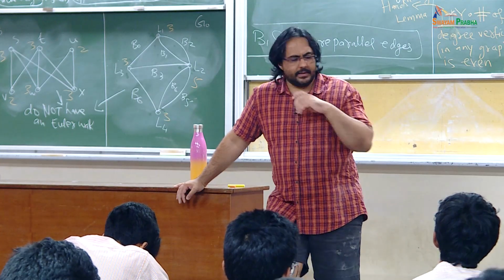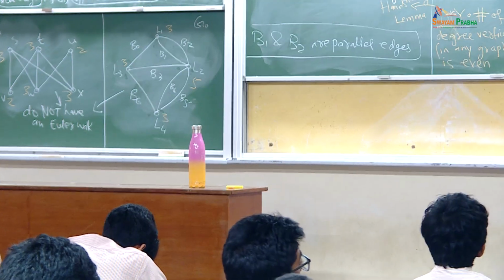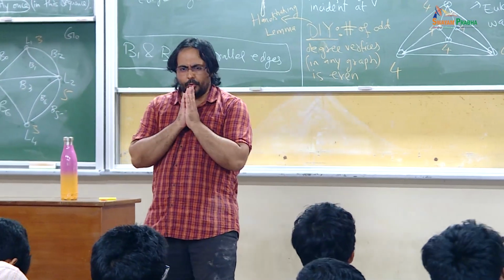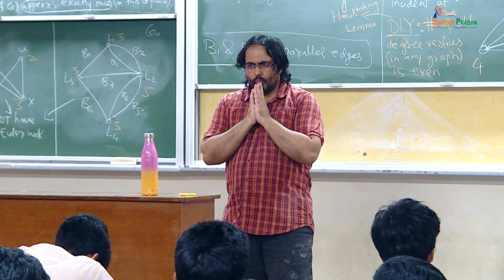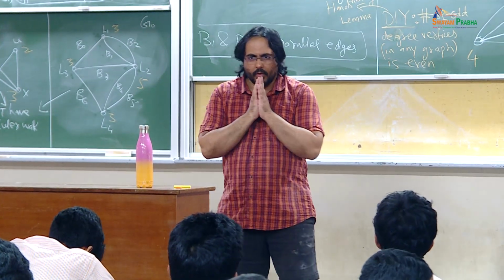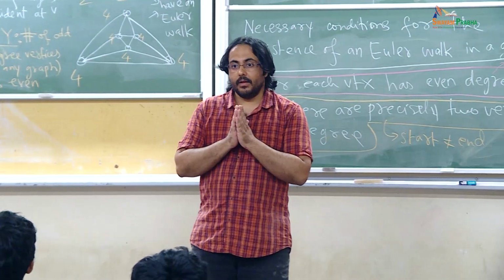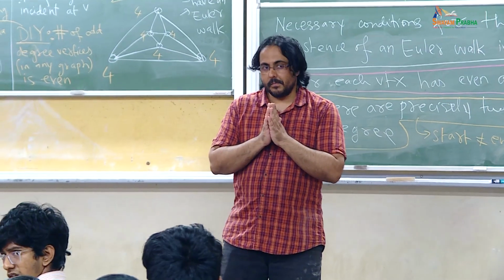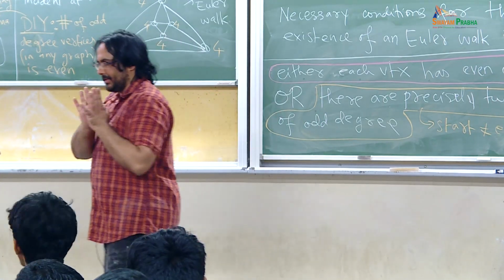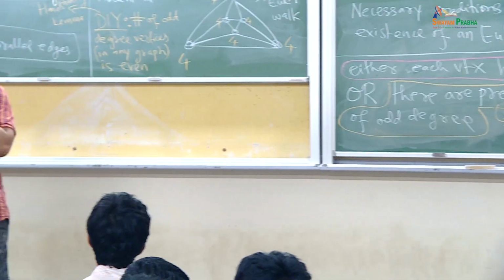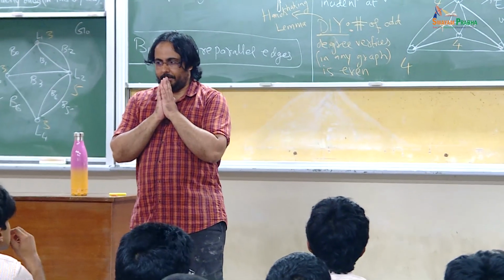Is it true that if these conditions hold, then there is an Euler tour? Is the question clear? How many of you think this is true? Right, okay, yeah. So that's exactly the point we'll have to go. If you are saying yes, that is because you are assuming something else about the graph.